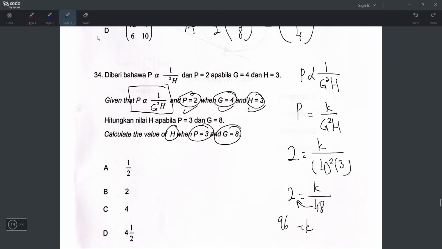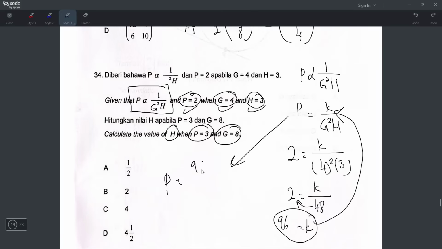Okay, after you get your K, you must rewrite your K inside the equation. So now it becomes P equals 96 over G square H. Now only you find the value of H. Now you start with this. If you don't do this first, you cannot find the value of H. You must find the value of K first. Without this, you cannot get to the final answer. You must always do these steps when you're doing variation. Always find the K, even if the question never asks. Okay, so the P we want to replace with 3, 96 over G square. G is 8, so bracket 8 square. And then the H we want to find, so like that.